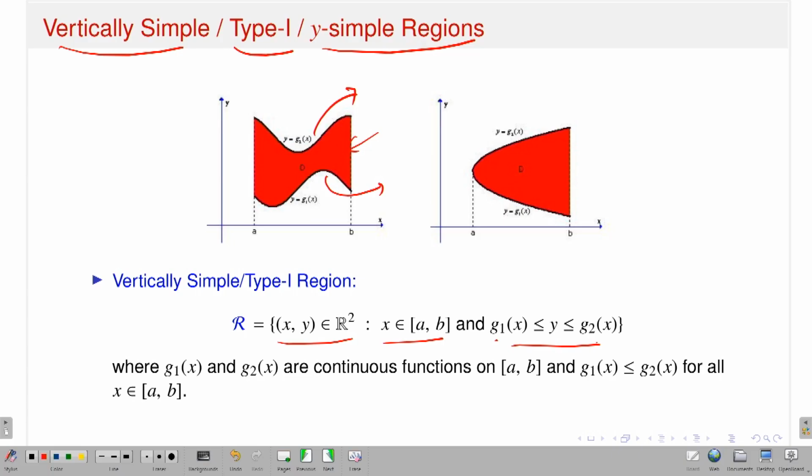So, earlier, rectangular region means what? x belongs to a to b and y belongs to c to d, right. If you remember, this is c and this is d. That means actually you are talking about the constant functions: g1(x) is equal to c and g2(x) is equal to d. That is the constant functions.